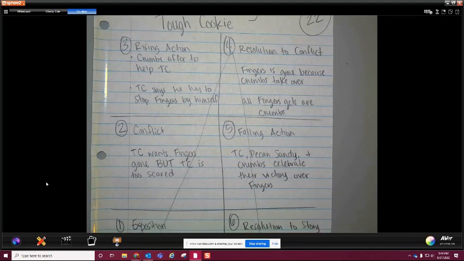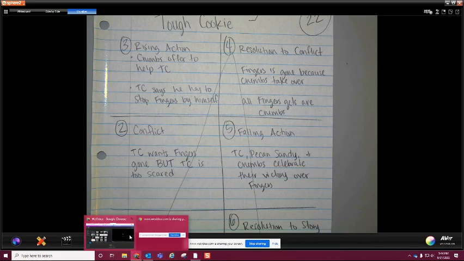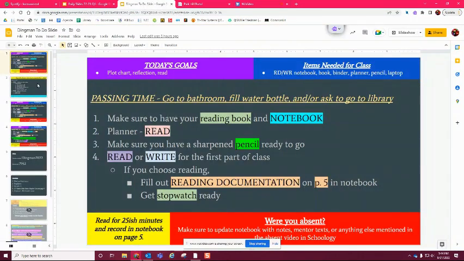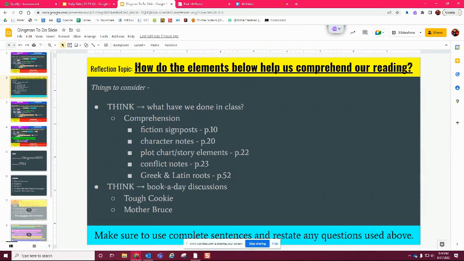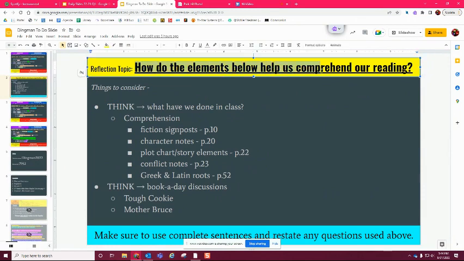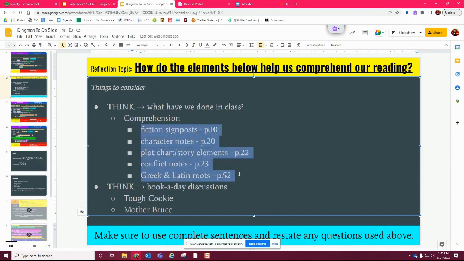And then the last thing that I want you to do for me today is we actually did a reflection. You're going to email me your reflection. So I'm going to show you what that is. The reflection that we did today was this right here. This is the question: how do the elements below help us comprehend our reading? So the elements are these things right here. These are all the things that we have done in class so far.